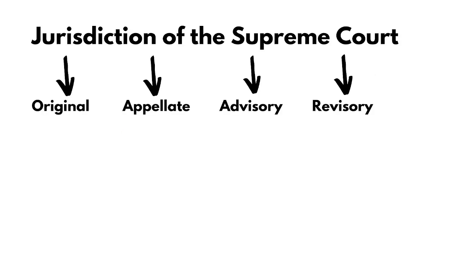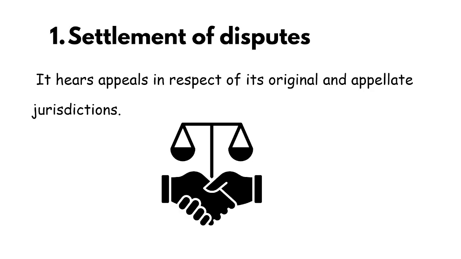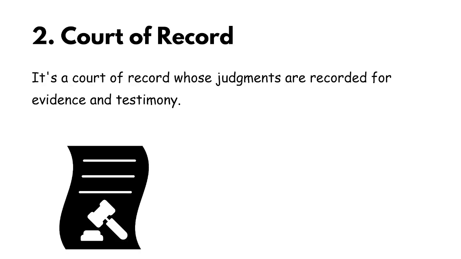When you talk about the jurisdiction of the Supreme Court, it is original, appellate, advisory and revisory. Please study all of this from your textbook. This is very, very important. Now let's talk about powers and functions of the Supreme Court. The first is settlement of disputes. It hears appeals in respect of its original and appellate jurisdiction.